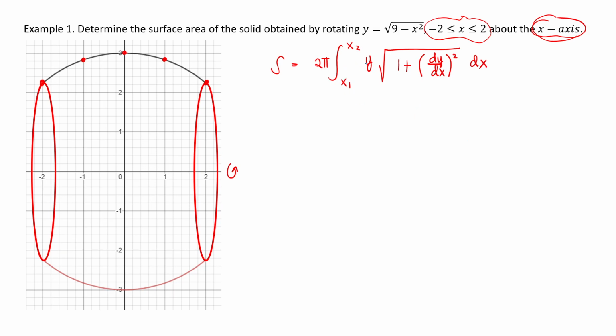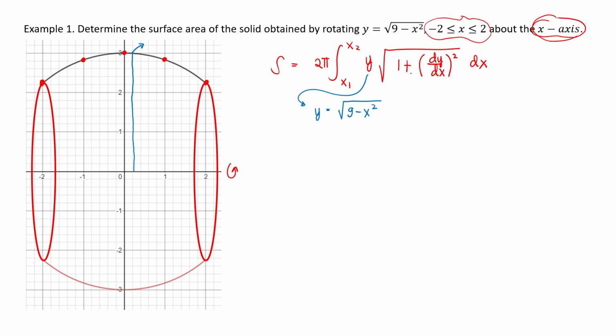Okay, so we're going to determine y. Of course, y is the given equation, diba? That will be the radius. So why is it the radius? Because again, if this one is the x-axis, going towards this portion here, you are touching this equation. And that is what will be rotating about the x-axis. So that's why y is equal to the square root of 9 minus x squared. So okay na siya, diba?